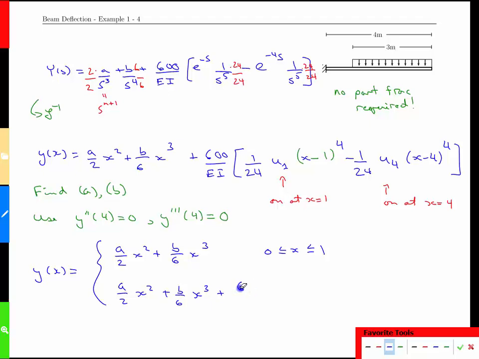And then we have the 600 over 24. That's better known as 25 times (x minus 1) to the power 4. And that's between 1 and 4. And you'll notice we don't need this last point here because the beam ends at 4, and so something turning on at 4 has no real effect. The function's continuous. If we had a 5 meter long beam, we would need this, but here we can skip over it.